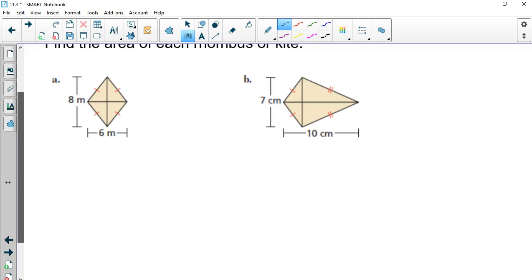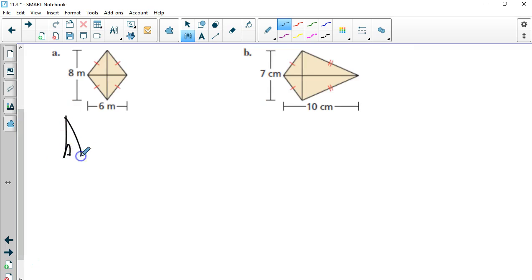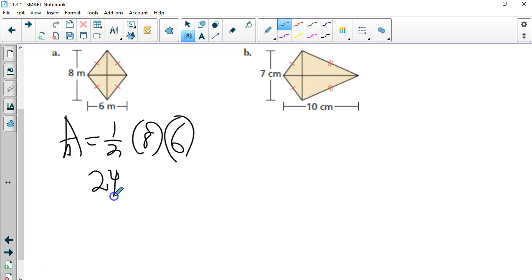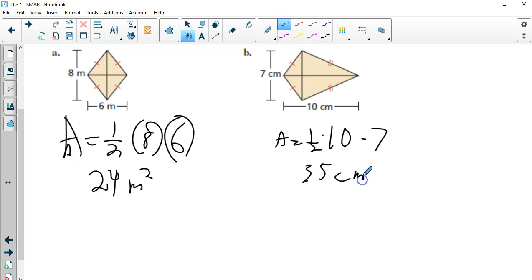We are going to just take, let's just make that into a big A. Haha, outsmarted you, board. 1/2 8 times 6. Do it in your head. You can do 6 times 8 and divide by 2, or half of 8 is 4 times 6, 24. Doesn't matter. And it's meters squared because it's area. Over here, area is 1/2 10 times 7. Half of 10 is 5, times 7 is 35. Not too challenging.